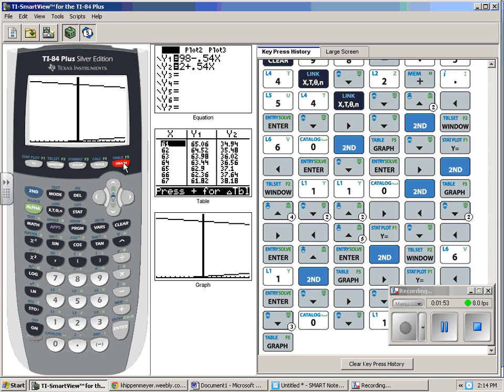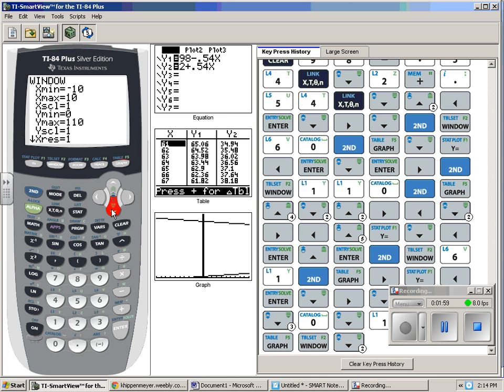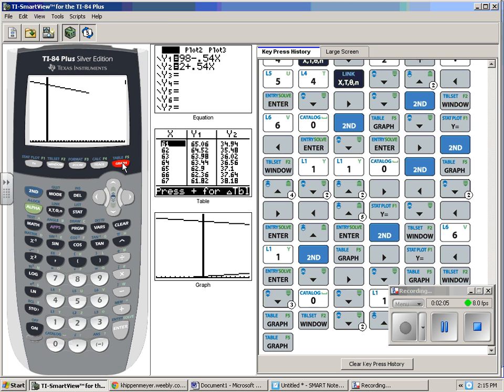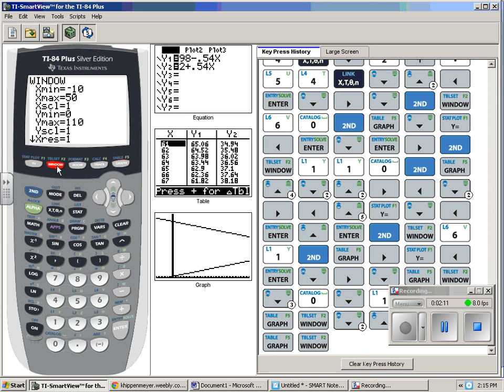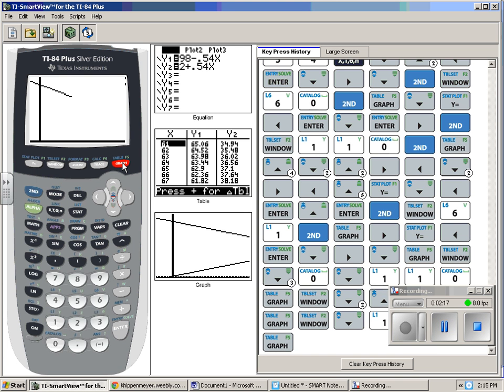So I don't have enough x values, so my x maximum is not large enough. So I go back to my window, and I increase my x maximum. I'm going to increase it to 50, and just see how much I can see. And it looks like it's not quite enough going up to 50, so I'm going to try again, and I'm going to make my x max 100. And as long as you can see the point of intersection, you're going to be able to have your calculator find the point of intersection.